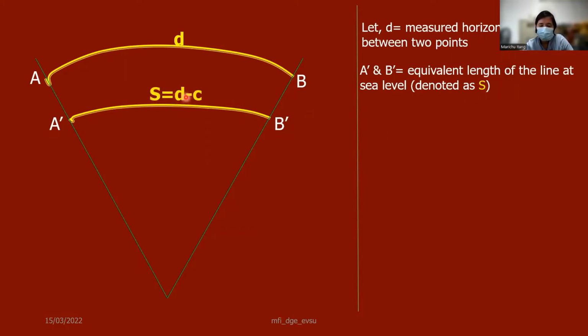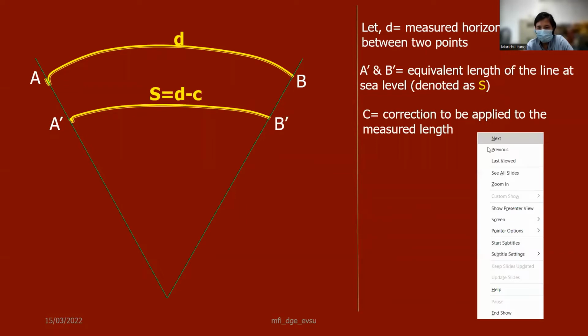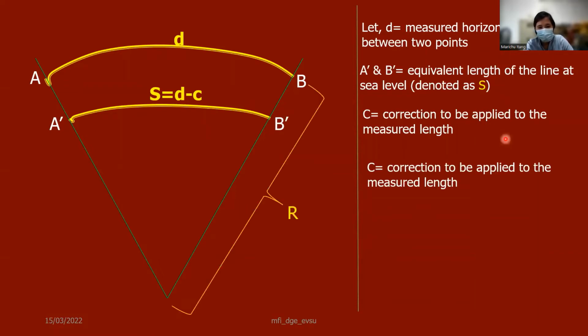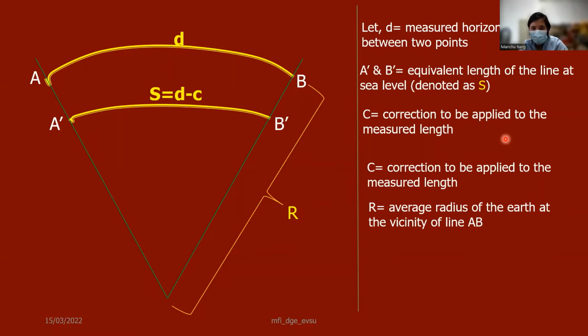So where S is known as D minus C. D rin siya, kaso we subtracted this one with C. Ito yung C, yung ating i-apply na correction with respect to the mean sea level. So where yung ating C, this is the correction to be applied to the measured length. And then this is, again, the radius. So R, ito yung average radius of the Earth at vicinity of line A and B. So isang R lang yung ating gagamitin, hindi yung R sa A, hindi R sa B. So we take the average R.